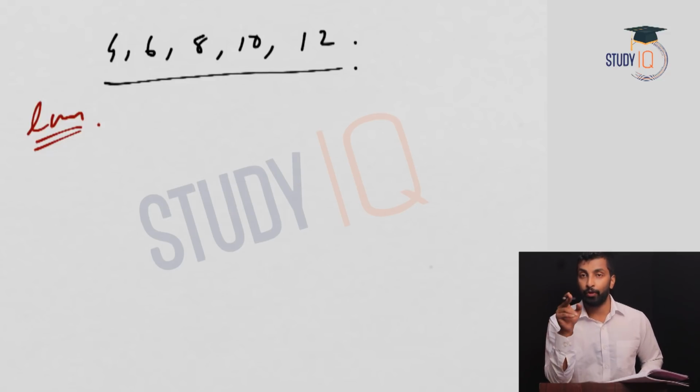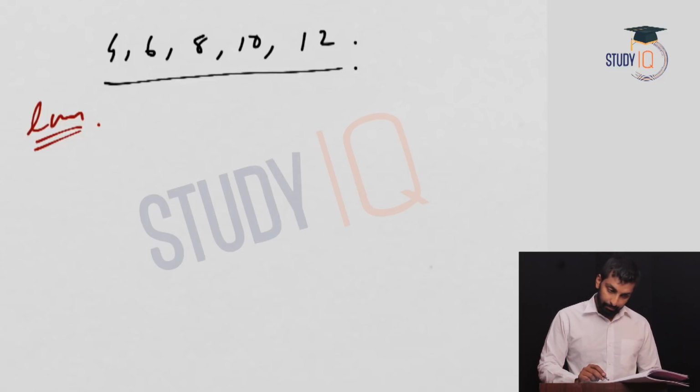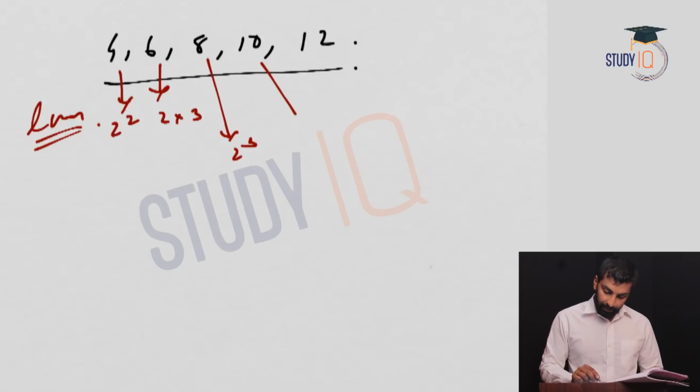That is the idea. To find the lowest number, you need to find the LCM of these numbers: 4, 6, 8, 10, 12. What is the LCM? 4 you will write as 2 square. 6 you will write as 2 into 3. 8 you will write as 2 cube. 10 you will write as 2 into 5. 12 you will write as 2 square into 3.